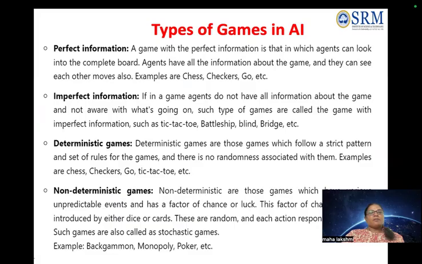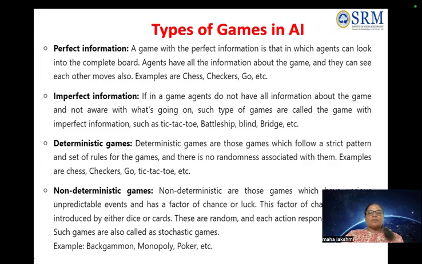If you see what perfect information is, a game with perfect information is one in which agents can look into the complete board. So agents have all information about the game and they can see each other's moves also. Examples are chess, checkers, Go, etc. If you consider imperfect information, if in a game agents do not have all information about the game and are not aware of what's going on, such types of games are called games with imperfect information such as tic-tac-toe, battleship, blind, bridge, etc.